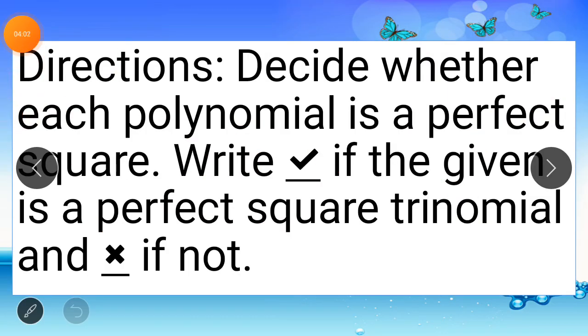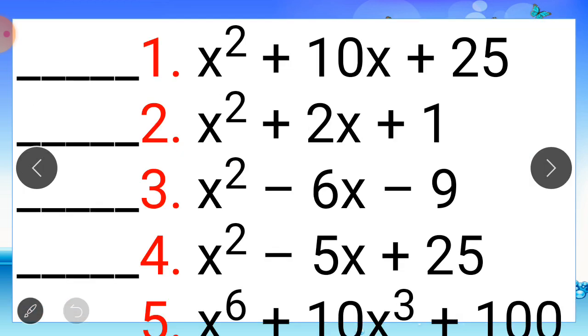Let's have an exercise. Decide whether each polynomial is a perfect square. Write check if the given is a perfect square trinomial and x if not. So these are the given. You can pause this, then answer this, and after that, go check. Okay, so I will assume that you're done answering, so let's check. Number 1 is check, that is a perfect square trinomial. Number 2, check also. The square root of 1 is 1 because 1 times 1 equals 1.